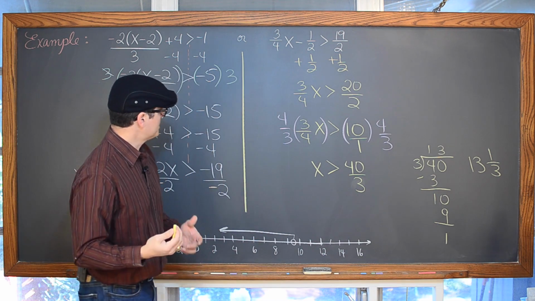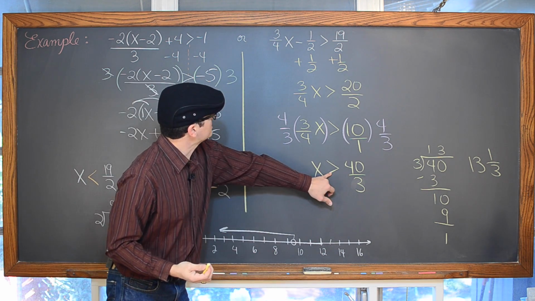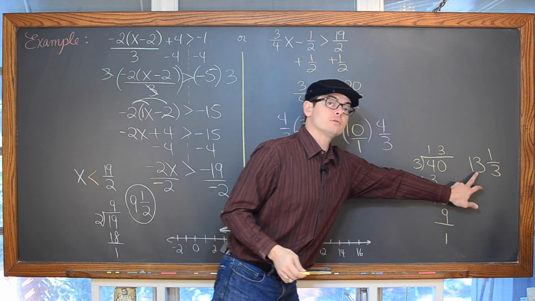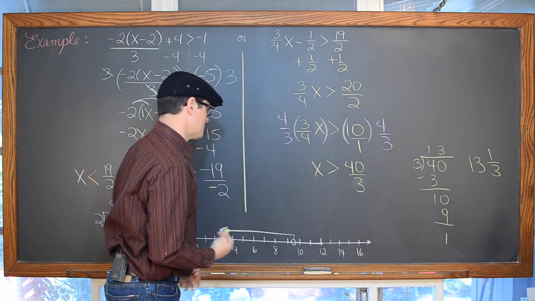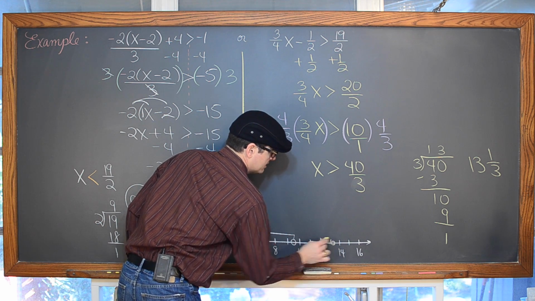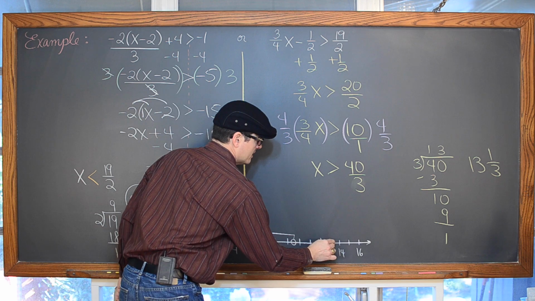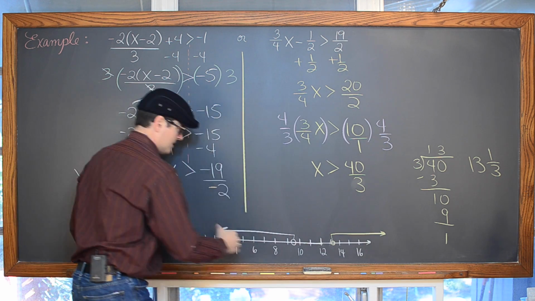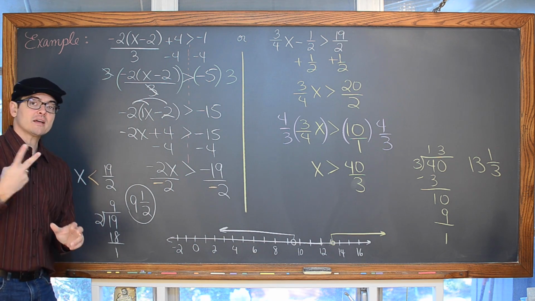So we're going to put an open dot on 13 1/3, just a little bit past 13, maybe right there if that's 12, 13, and 14. We're looking at greater than, and that is the end of this second algebraic example.